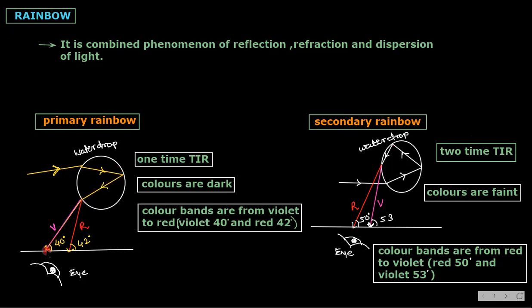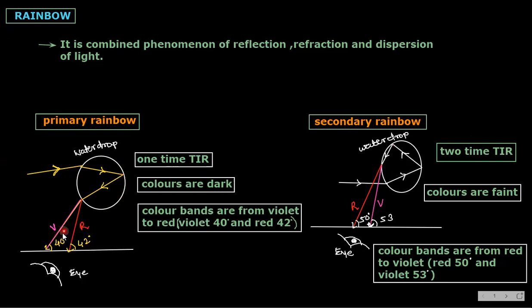So the first color is what? Violet in the primary rainbow. And this is red color. In between you will get all colors. The first color makes a 40-degree angle and this color makes 42-degree. In between you will get all the colors. So when the primary rainbow forms, there is only one total internal reflection, that is here.